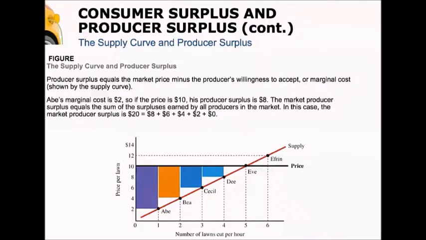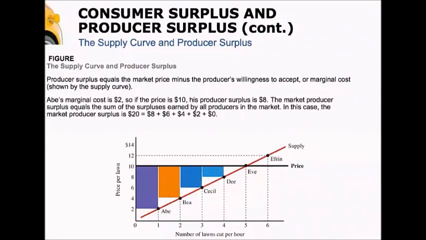So now suppose the price in the market again is $10. What do we see? Well, we see Eve is breaking even. Eve's willing to mow a lawn at a price of $10 and is getting $10. But Abe is willing to do it for $2. So Abe is collecting a producer surplus of 10 minus 2, or $8, the distance between the supply curve and the price. Cecil is getting $4, 10 minus 6. And D is getting $2 of producer surplus, 10 minus 8. So when we look at producer surplus, it's the area of the triangle underneath the price, but above the supply curve. So it's this triangle right here.